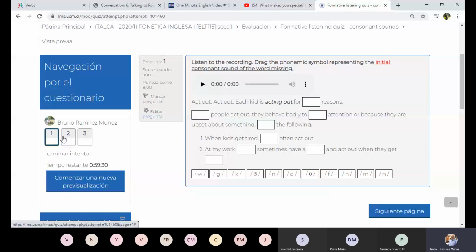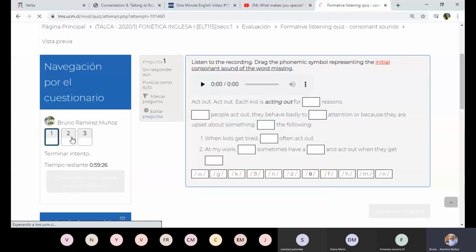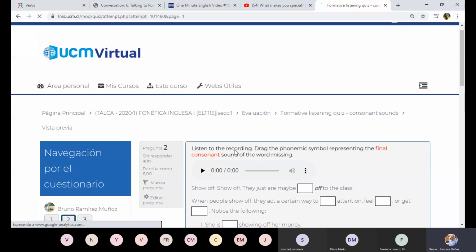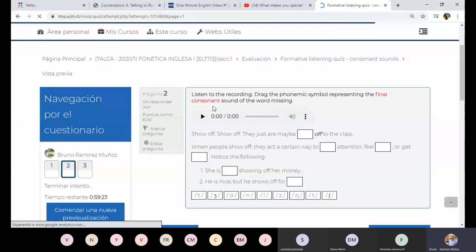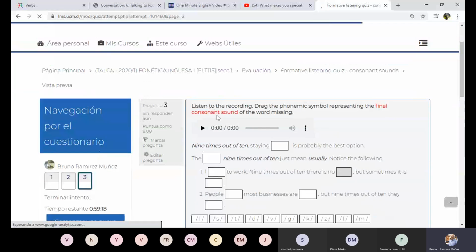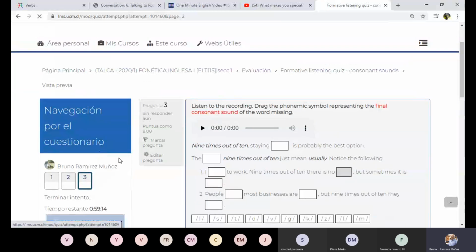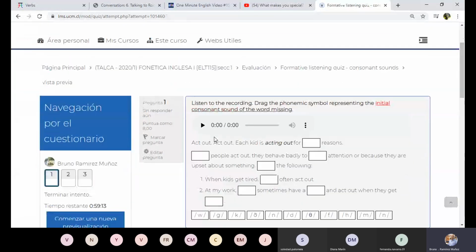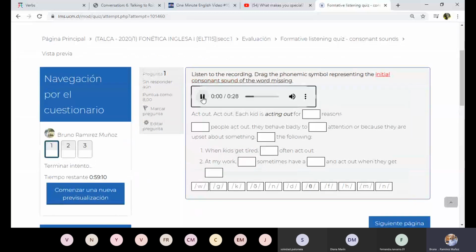There are 3 exercises. Number 1 is initial consonant sound. Number 2 is final consonant sound. Number 3 is final consonant. So 2 are focused on a final consonant sound and 1 on initial consonant sound. Okay, you play the recording.